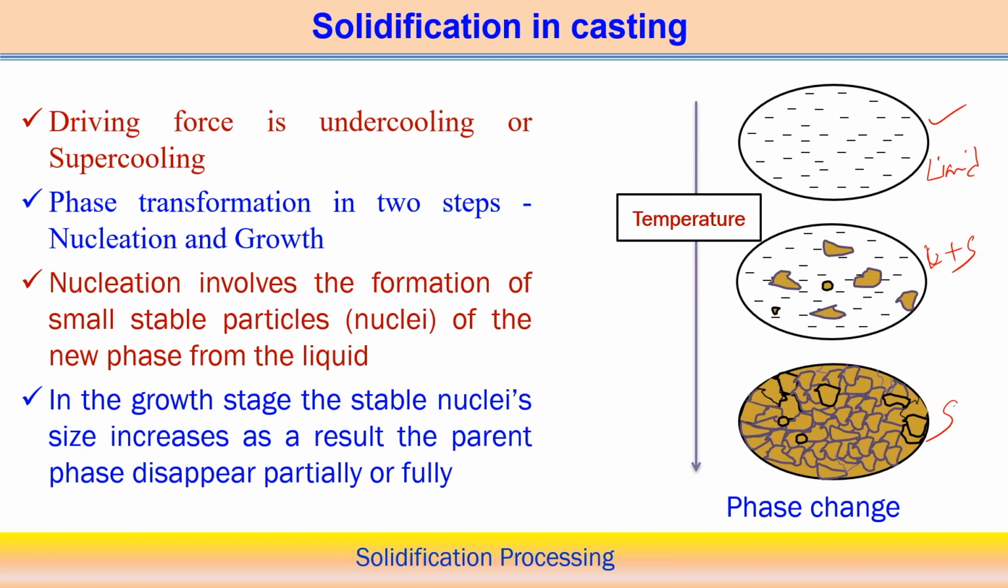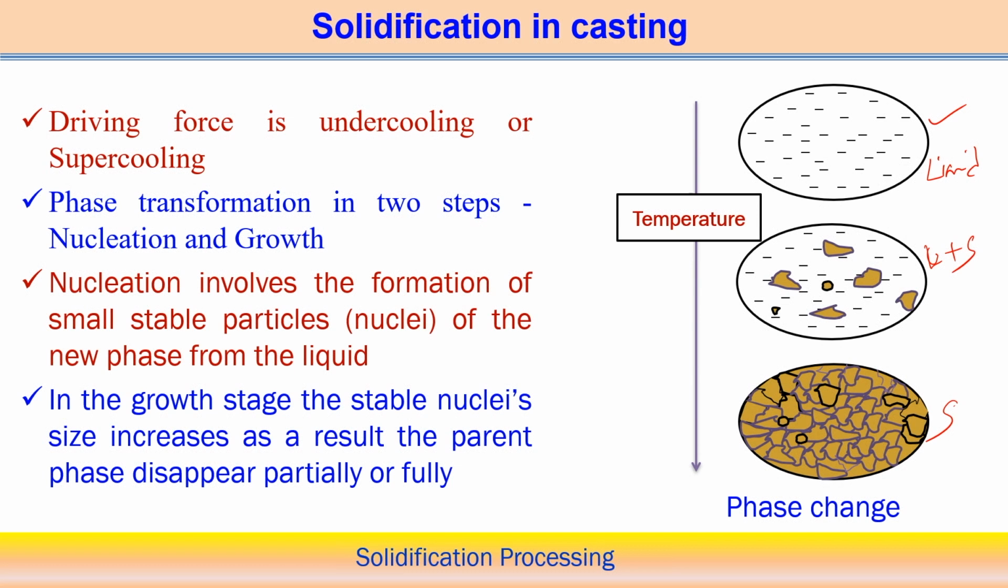In these steps we have already discussed that the first step of any solidification is that nucleation should start, and the driving force for nucleation is mainly the undercooling or supercooling. Now here the phase transformation occurs in two steps. We can see that first nucleation occurs and then growth. So nucleation and growth occur together, and that is why we say this phase transformation is basically two steps.